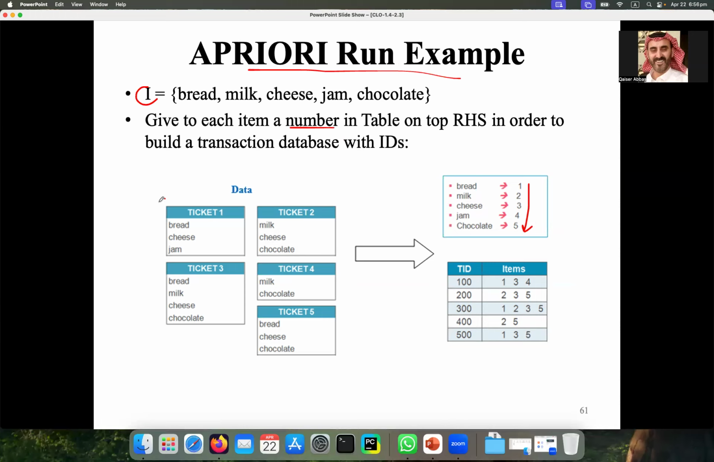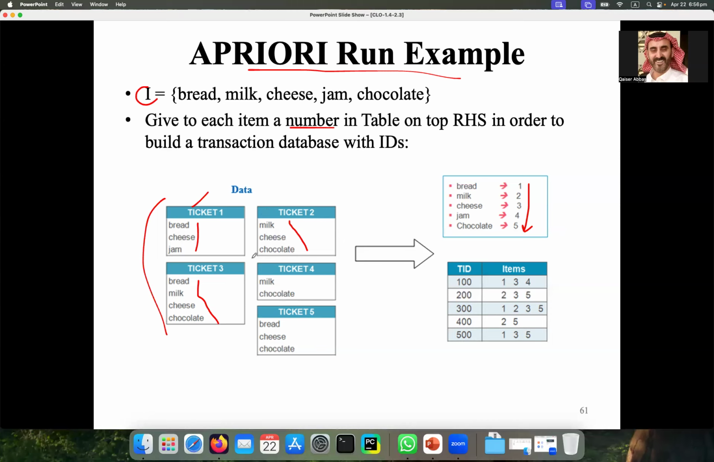And this is your sales data. This is ticket one, meaning bill one, a sales receipt in which items are mentioned. So in ticket one, bread, cheese, and jam were sold. And then in ticket three, bread, milk, cheese, chocolate were sold, and similarly for ticket four and ticket five.